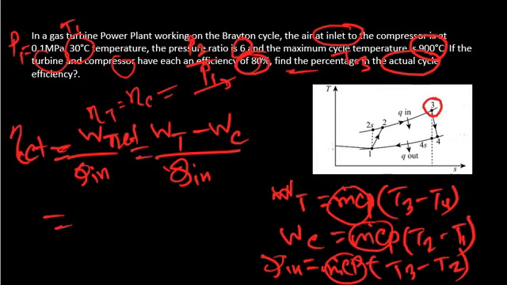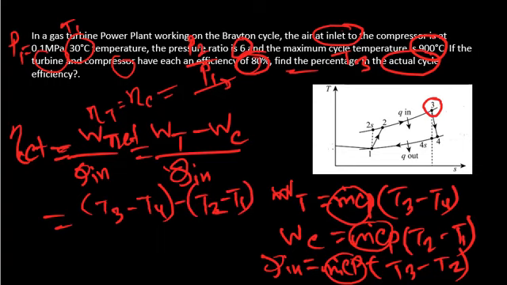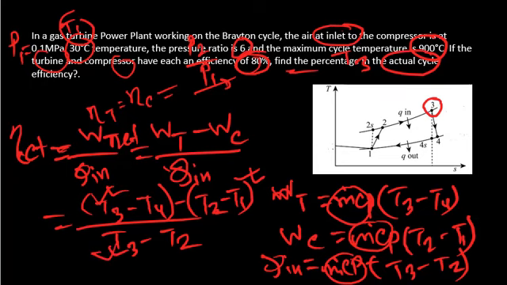All have the common value, the mass rate, so we will cancel it and just write the temperatures: T3 minus T4, minus T2 minus T1, divided by T3 minus T2, right? And this is the equation for actual efficiency. T1 is given in the question, and T3 is also given. But we don't know the T4 value and the T2 value. We have to find them out.